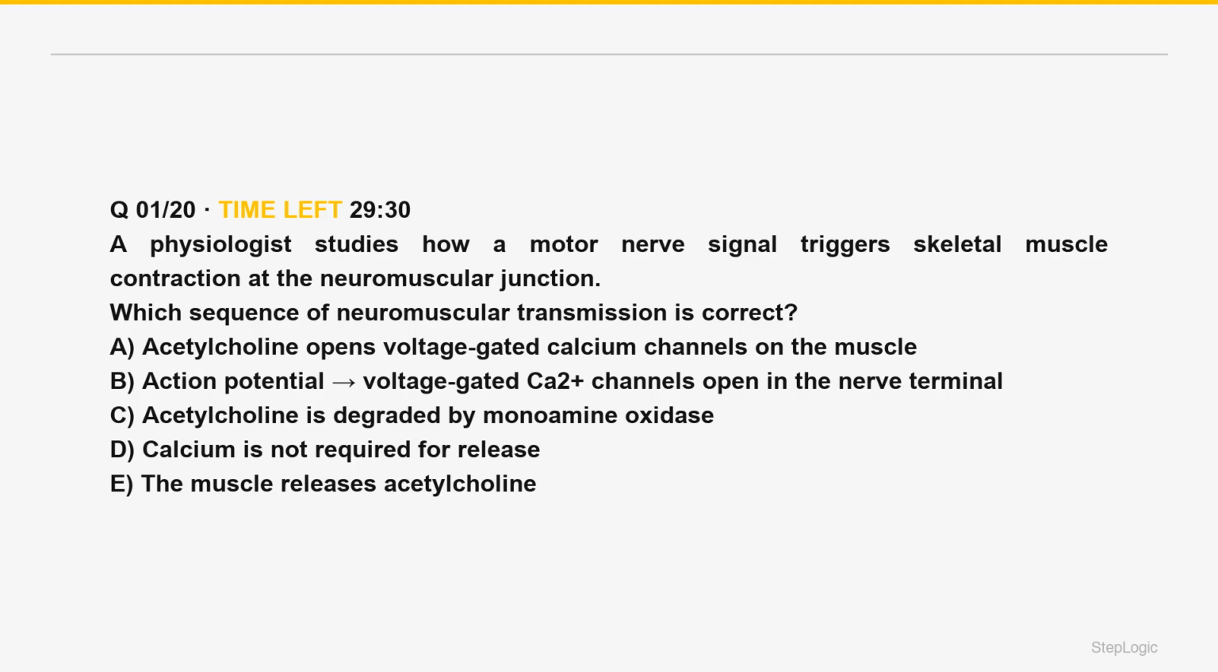Nerve AP leads to Ca2+, leads to ACh release, leads to nicotinic receptors, leads to Na+ influx, leads to end plate depolarization, leads to muscle AP. Acetylcholinesterase degrades ACh.